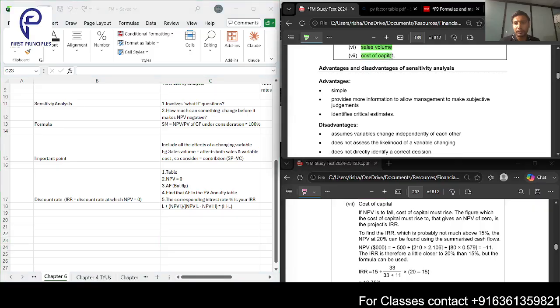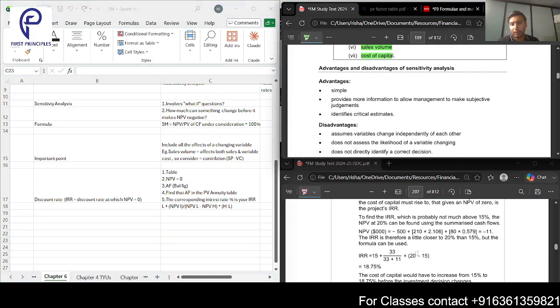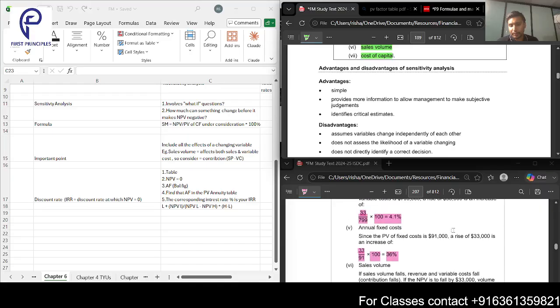That is the cost of capital. Okay, so how have we done this? First of all, they have found the NPV at a certain rate. Okay, at what rate have they used?